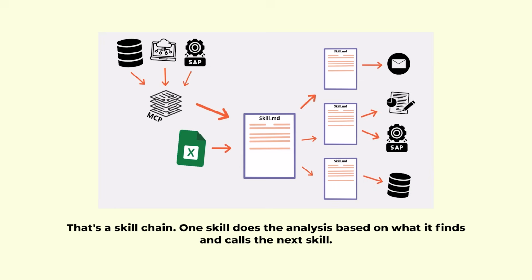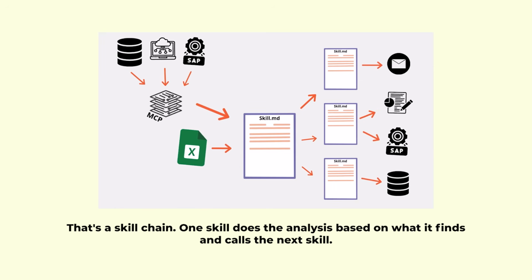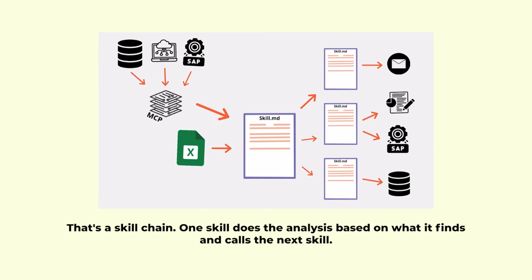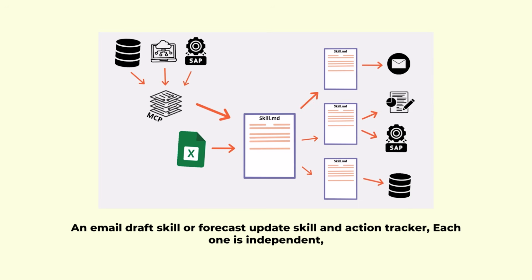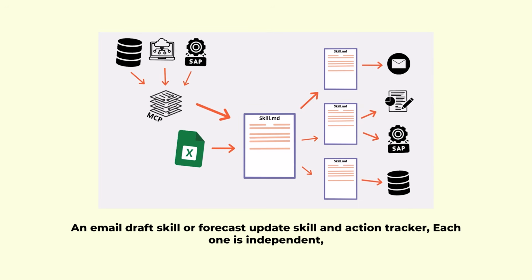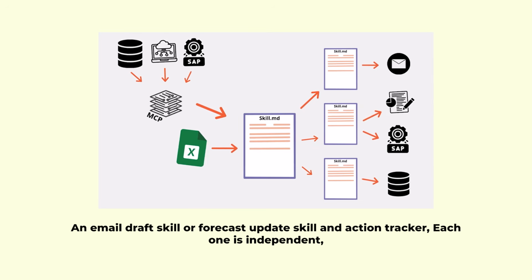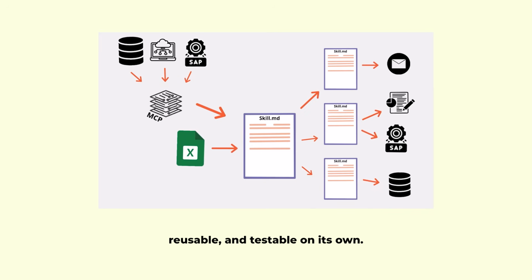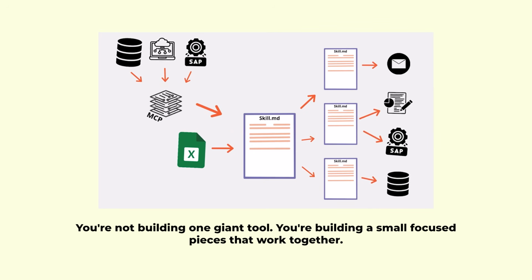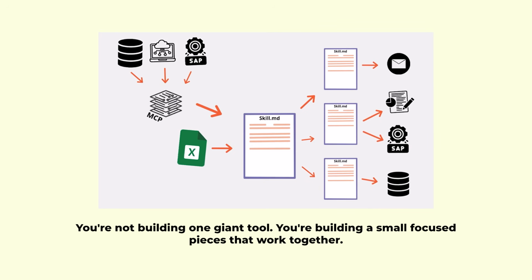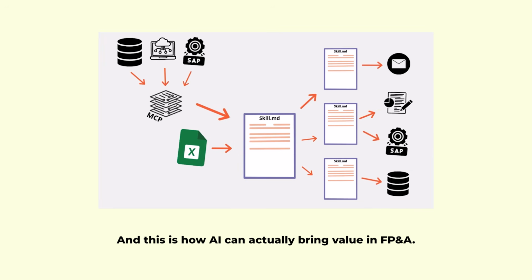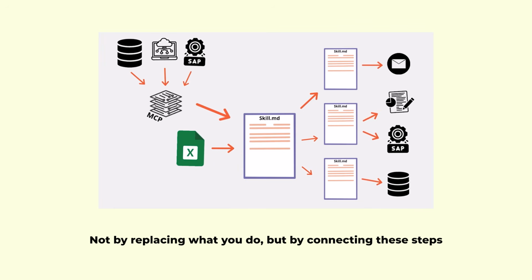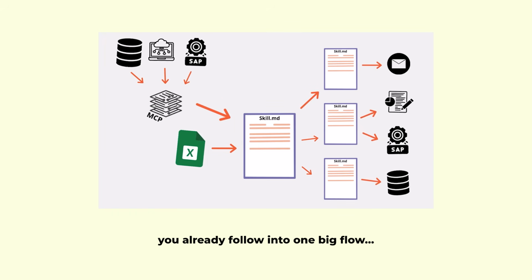That's a skill chain. One skill does the analysis, and based on what it finds, it calls the next skill: an email draft skill, a forecast update skill, an action tracker. Each one is independent, reusable, and testable on its own. You're not building one giant tool. You're building small, focused pieces that work together. And this is how AI can actually bring value in FP&A. Not by replacing what you do, but by connecting the steps you already follow into one big flow.